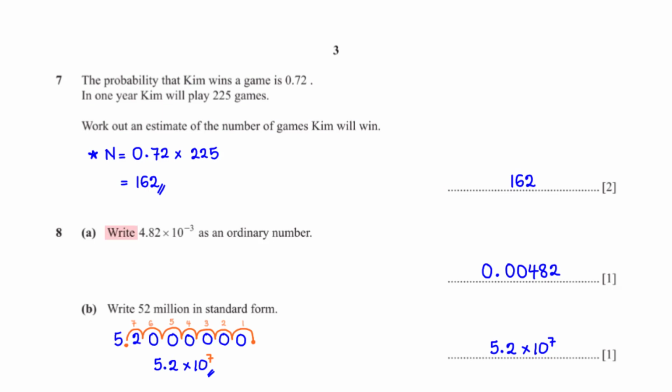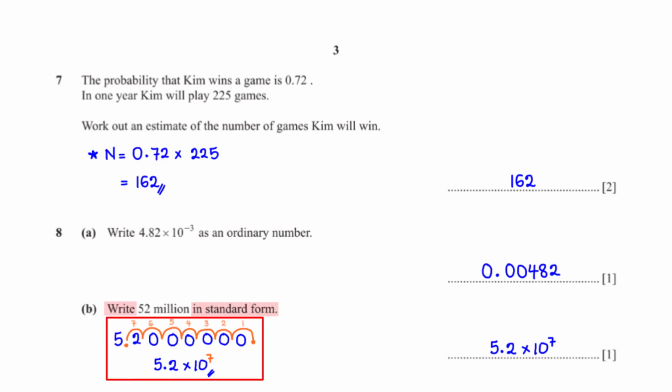Write 4.82 times 10 raised to the power -3 as an ordinary number. When we type this into the calculator, the number is converted to its ordinary form, which is 0.00482.